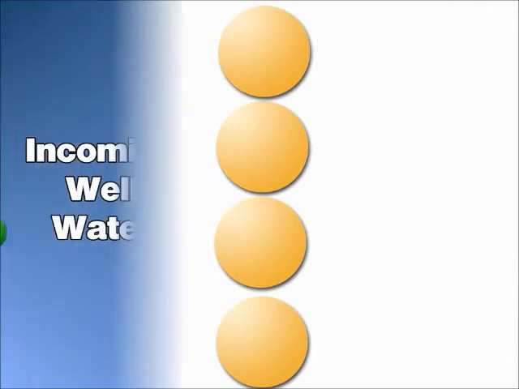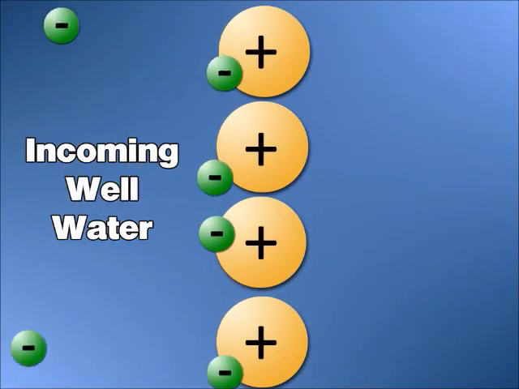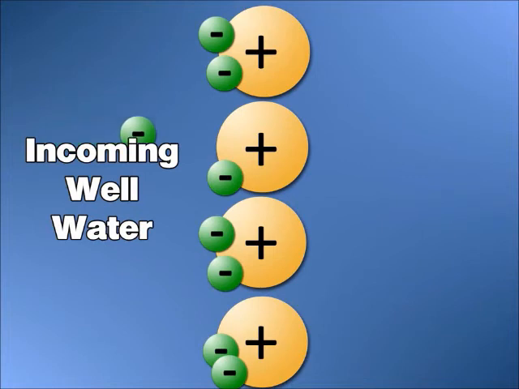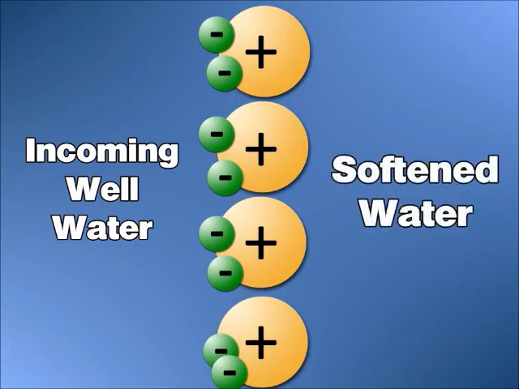Here we show an enlarged representation of resin beads inside a water softener. As well water flows through the resin bed, the negatively charged hardness molecules are magnetically attracted to bond to the positively charged resin. This process removes the hardness from the well water, creating softened water. Once the softener's resin is full of hardness, it has to be cleaned using a process called regeneration.